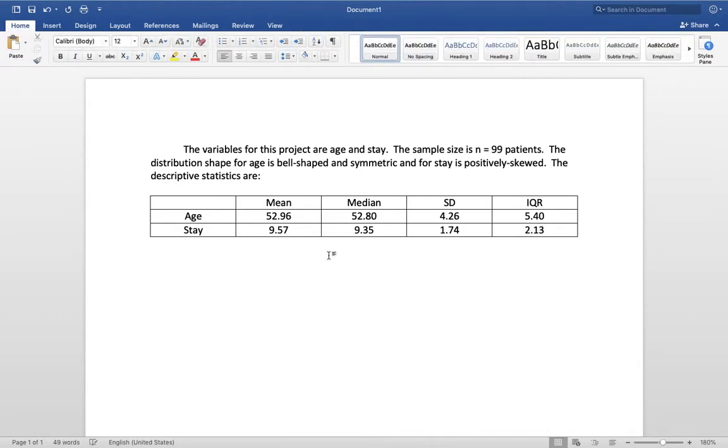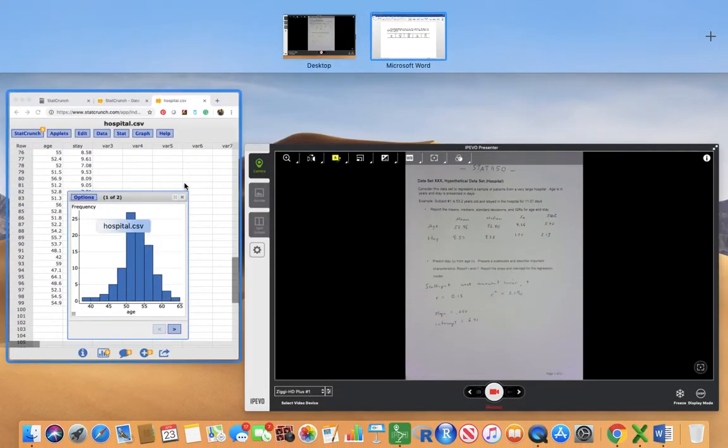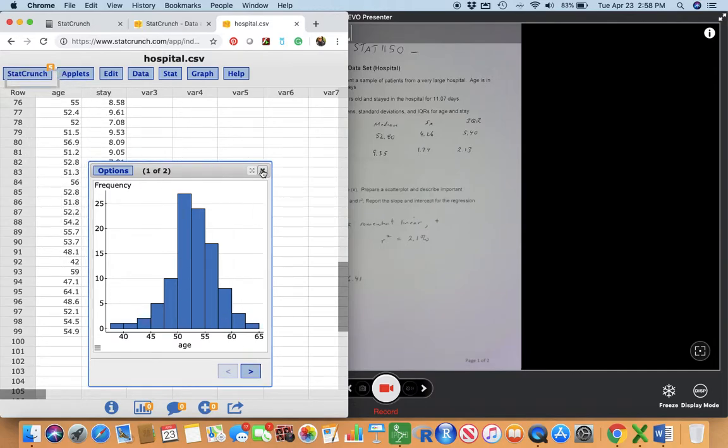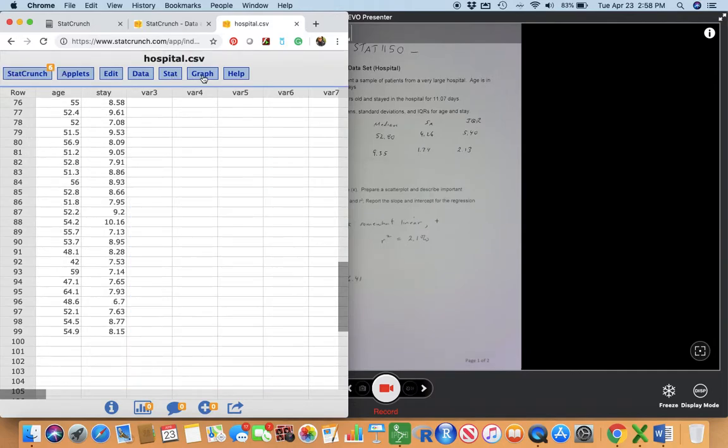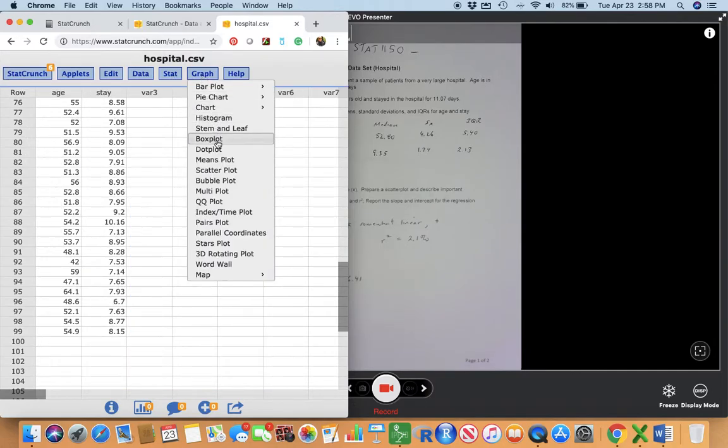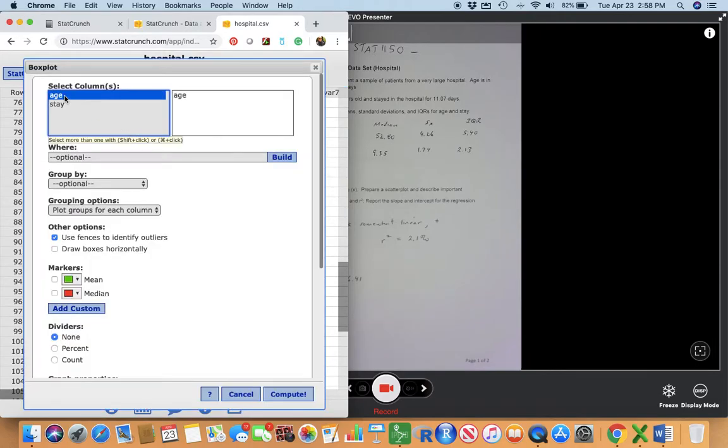Next thing we'd want to do is check for outliers. So I'm going to do a box plot for each one of these to see if there's any outliers. So go to Graph, Box Plot, each one, and draw boxes. Okay, use fences to identify outliers. So you need to make sure that box is clicked or you won't get the outliers.